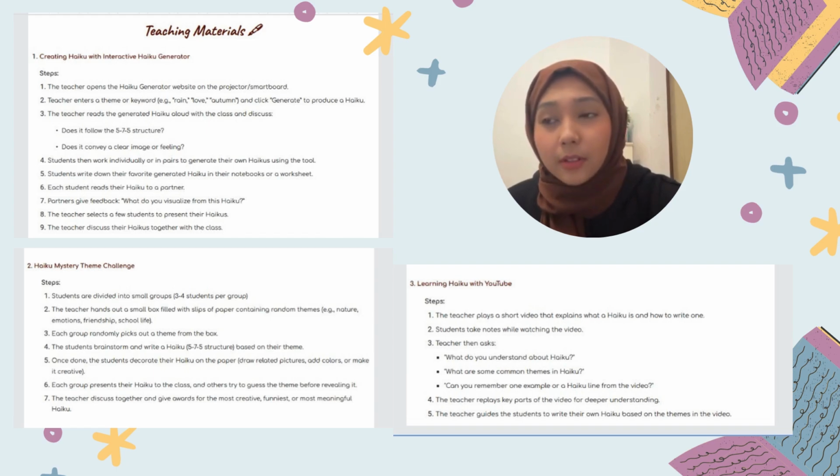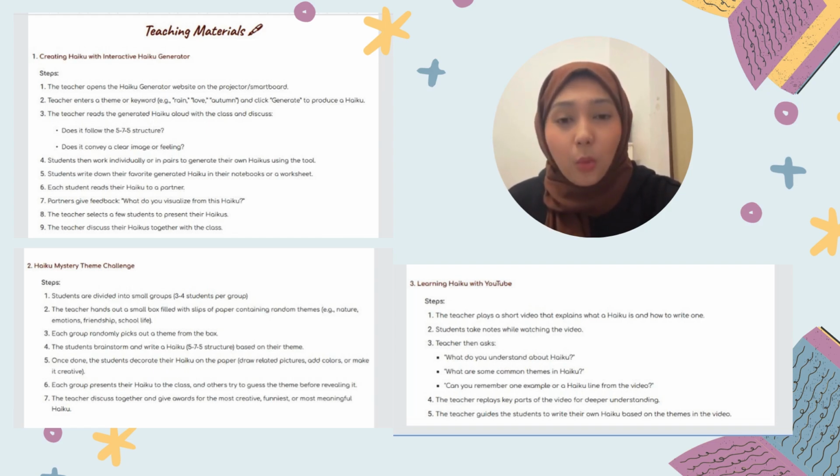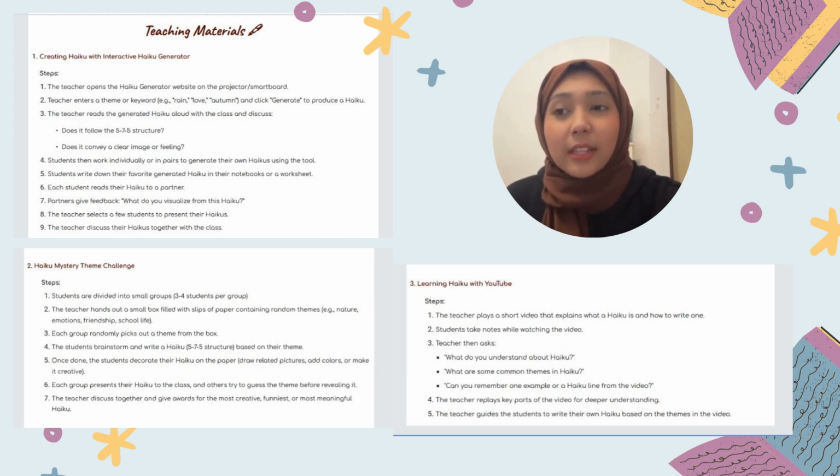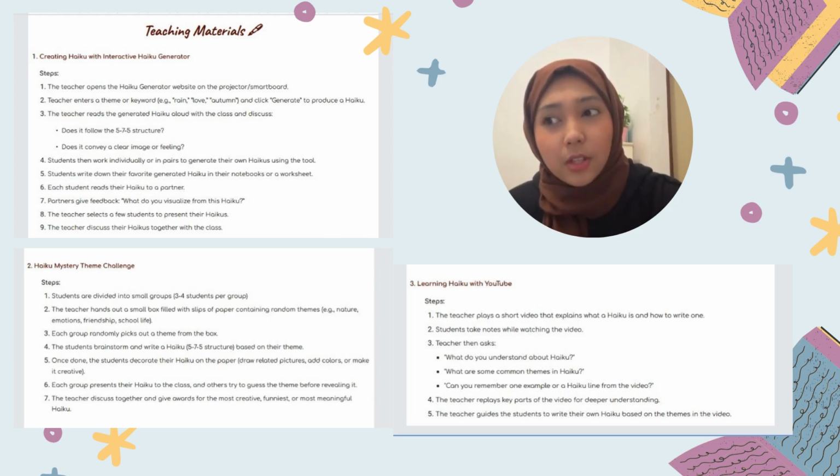So the steps are, first, the teacher opens the haiku generator website on the projector or smartboard. Next, the teacher enters a theme or keyword, for example rain, love, or autumn, and clicks generate to produce a haiku. The teacher then reads the generated haiku aloud with the class and discusses: does it follow the 5-7-5 structure? Does it convey a clear image or feeling? Students then work individually or in pairs to generate their own haikus using the tool. Okay, next, students write down their favorite generated haiku in their notebooks or worksheet.